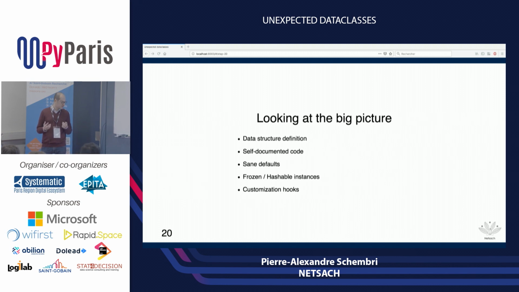So, taking a step back, data classes are a way to describe data structures. Okay, that's the basics. But on top of that, it helps you write self-documented code, because you can add information that will not be a docstring. It's embedded in the class definition. And it helps you create some safe defaults that will not break your code later during the night.